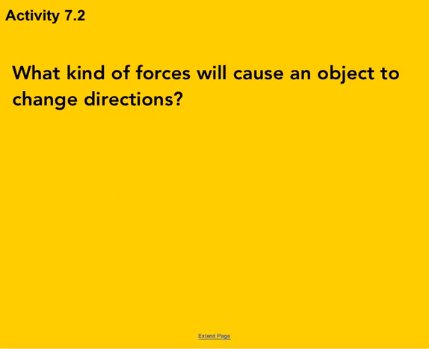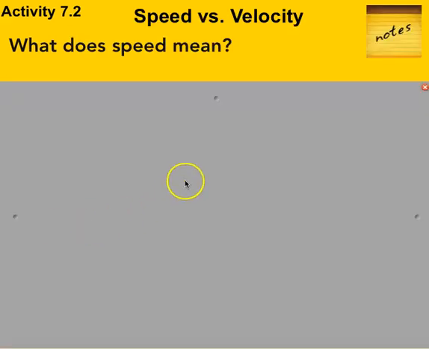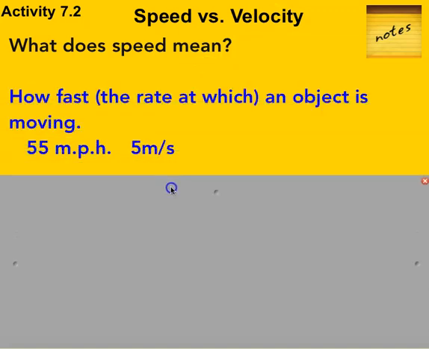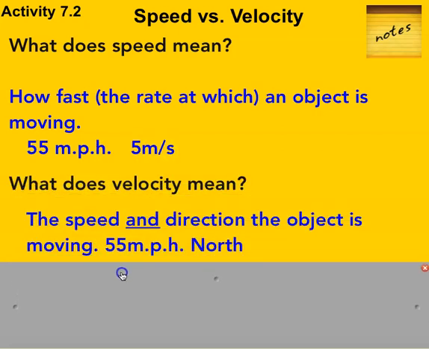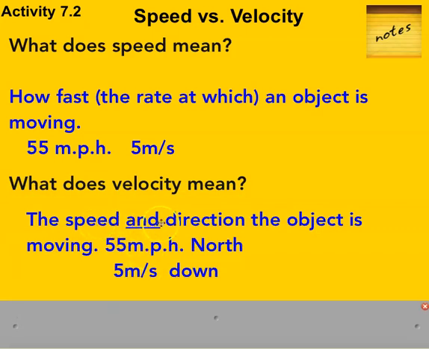Before we begin, I'd like to cover a little vocabulary here. What does speed mean and what does velocity mean? Do you know the difference between the two? Speed simply means how fast an object is moving, say 55 miles an hour, or 5 meters per second. Velocity is similar, but it's not the same. Velocity actually includes the speed and the direction the object is moving. For example, 55 miles an hour north, or 5 meters per second down, those are velocity.